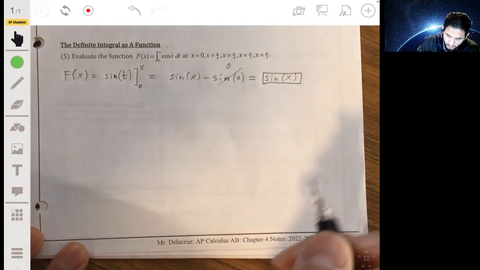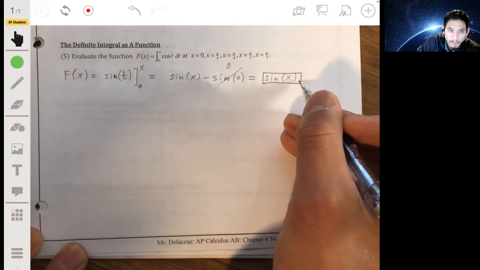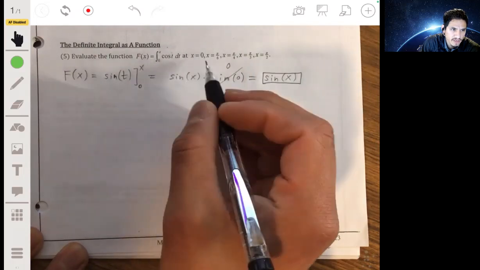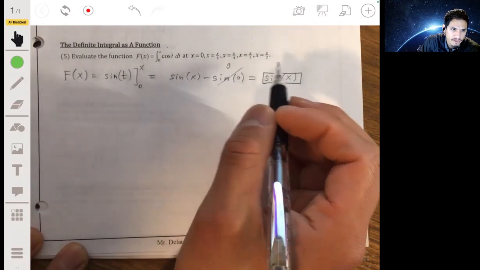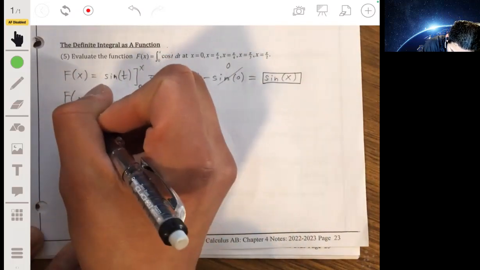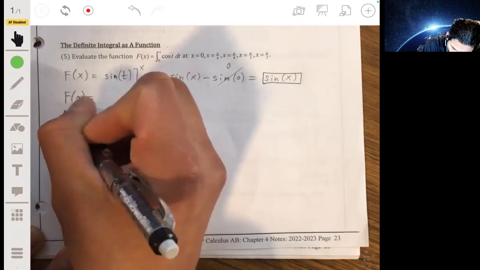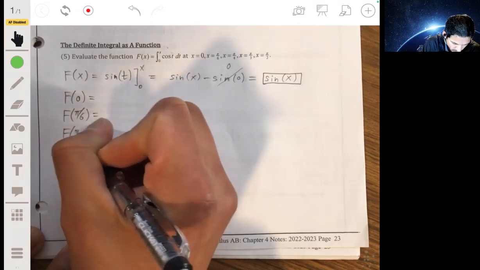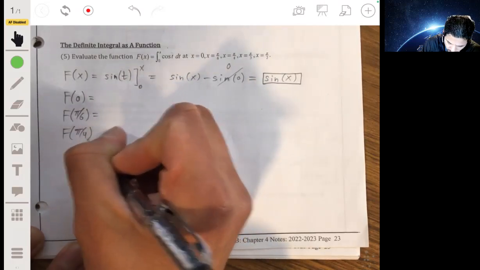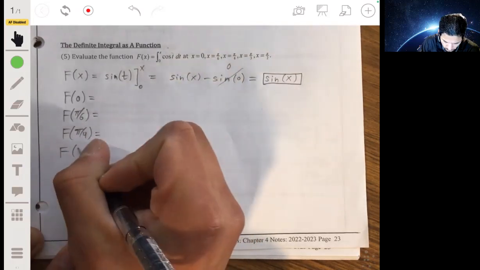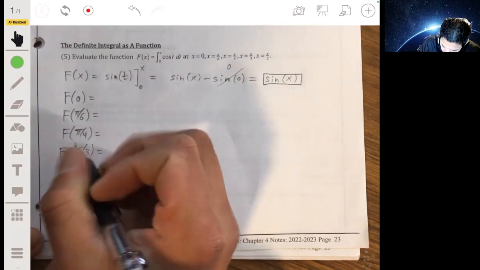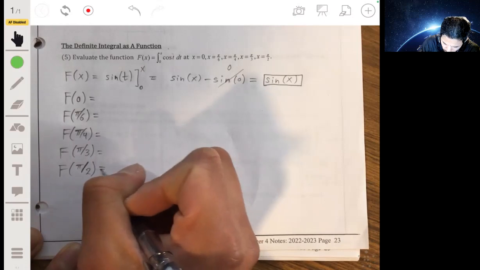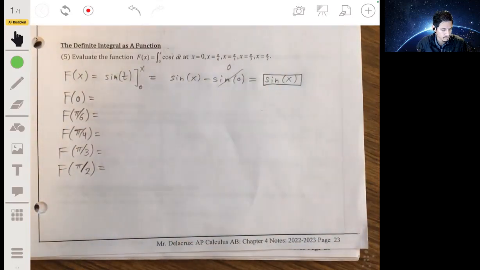Now, this is going to be our function or equation for large F of x. So let's say we want to evaluate large F of x for 0, pi over 6, pi over 4, pi over 3, and pi over 2. So we want to find what large F of 0 is equal to, large F of pi over 6 is equal to, and so forth. Let me write these out.